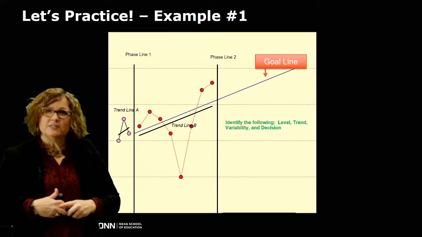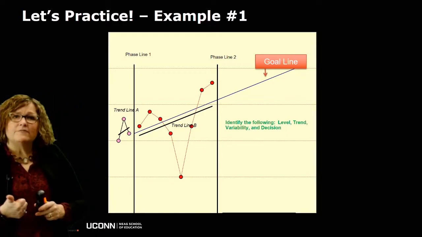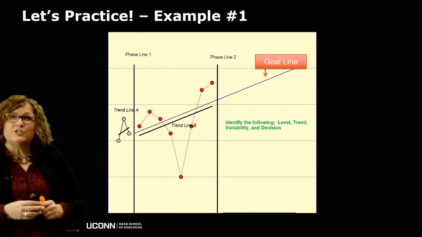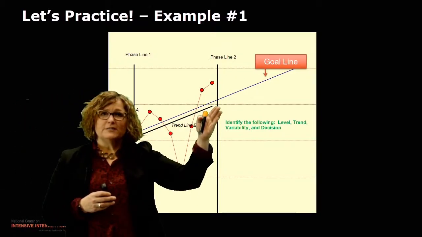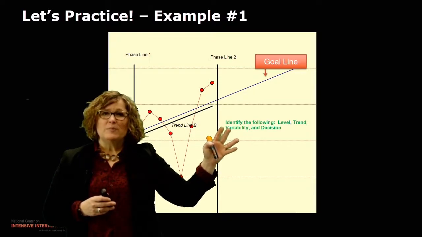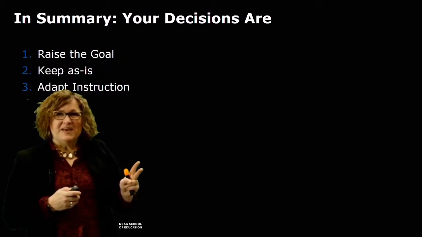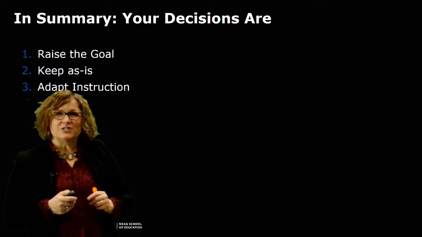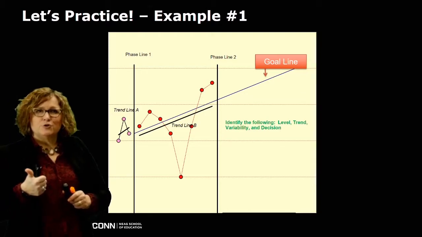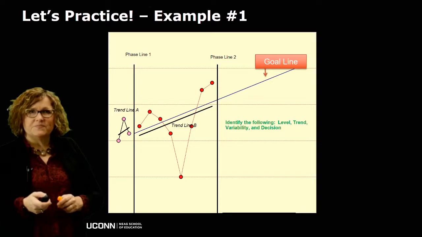So what I want you to do is look at this graph. You can talk to someone next to you, but I want you to identify the level, the trend, the variability, and what your decision would be at this point. It's time for a phase change. What would your decision be? Remember, you have 3 choices for decisions: raise the goal, keep as is, or make an adaptation to instruction. So look at this graph, identify level, trend, variability, and your decision. Okay, go ahead and do that now.